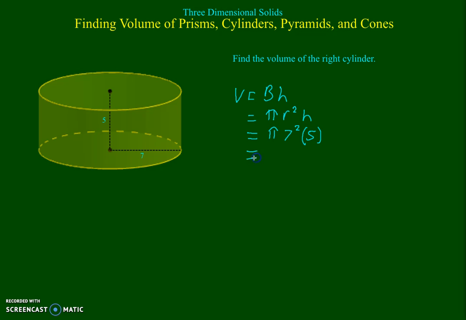And that's going to equal 175 pi, or approximately 549.8. So there was a pretty easy example. Again, notice the formula. Volume is just area of the base times height. That's going to be the same for all prisms and cylinders. Let's move on to another example.